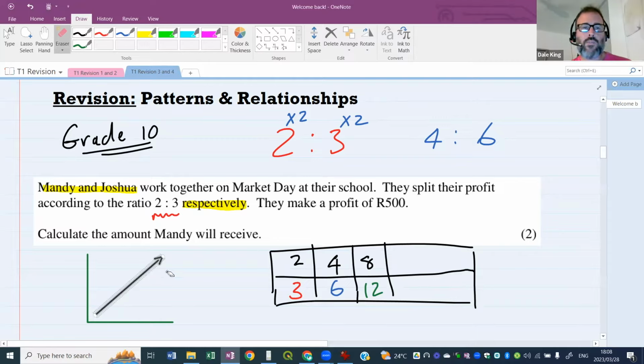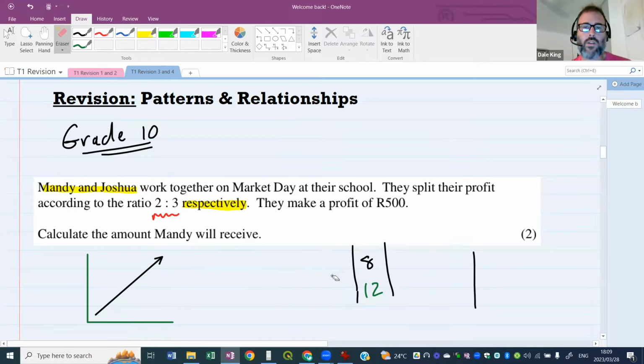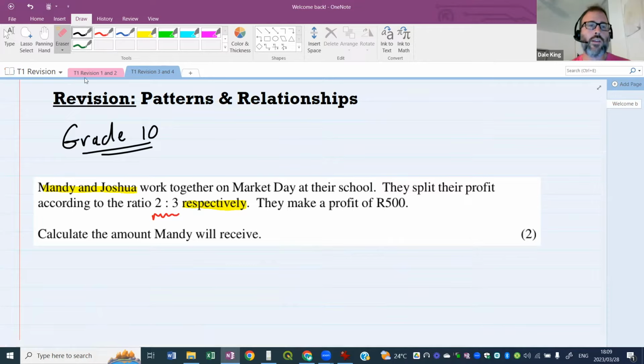Increasing, linear, and you could say direct proportion. So that's the type of relationship we have here. Just because it's a ratio doesn't mean we can't describe the relationship here. Ratios also have relationships. But let's get back to the question.